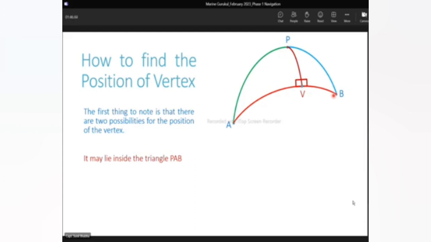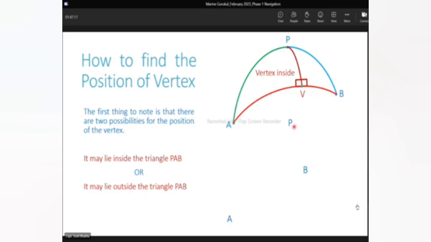Okay, great. So let us see the second possibility now. This is the first case. This is the first scenario where the vertex lies inside the triangle PAB, or the vertex lies in between our initial and final positions. Now there could be one more scenario or one more situation. The vertex may lie outside the triangle PAB. Let me show you in the diagram.